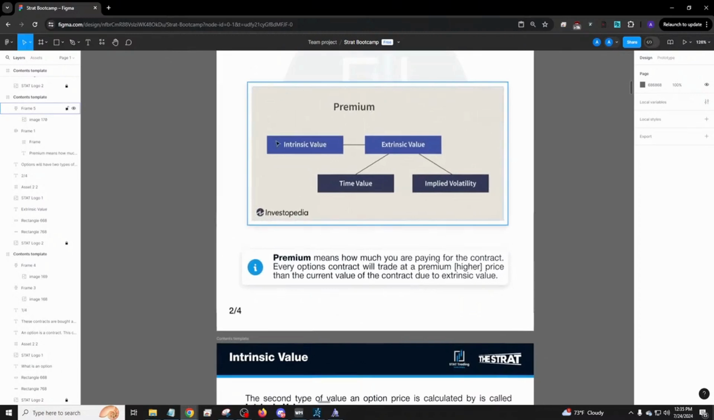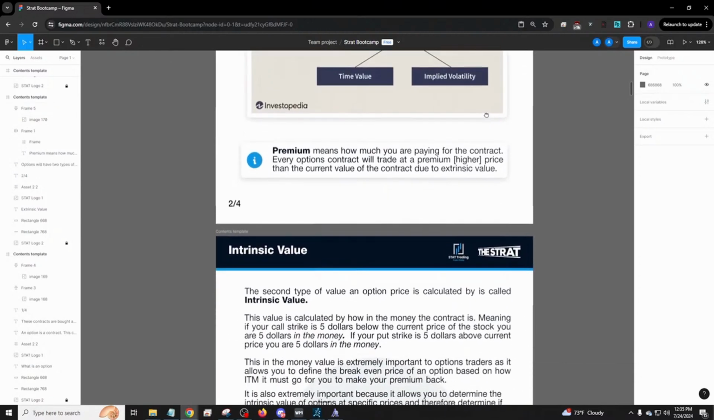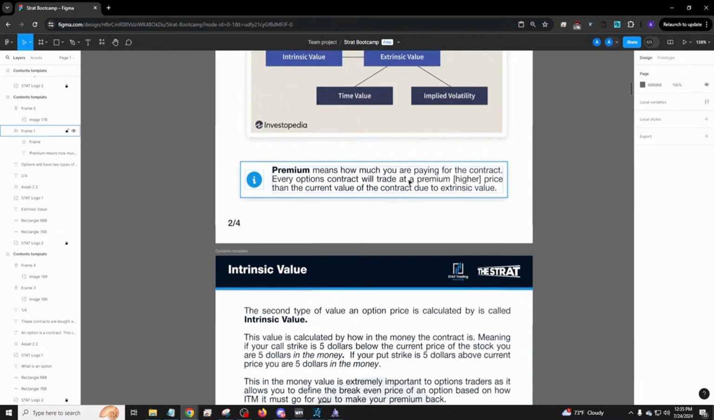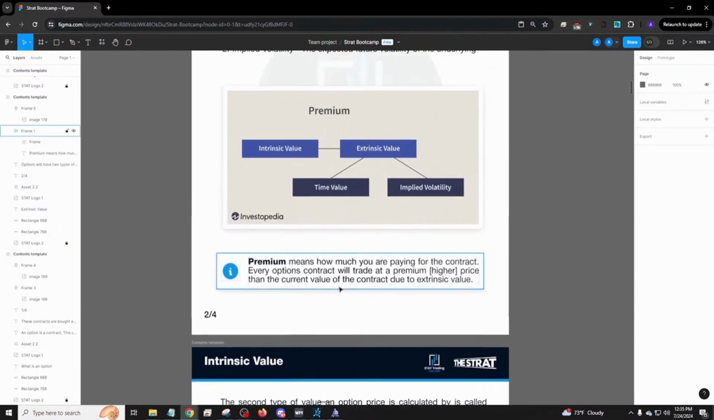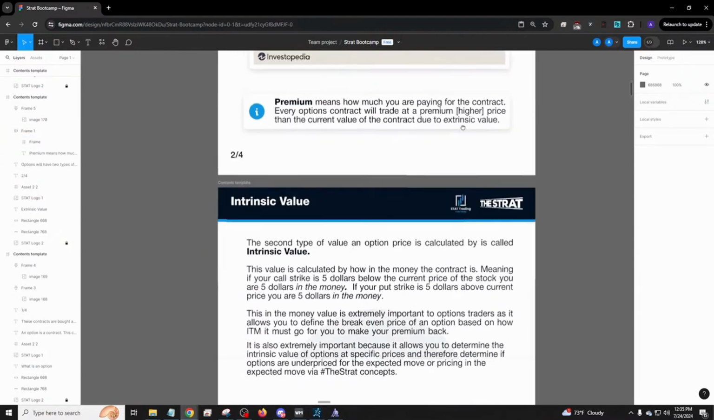So when we look at a premium, you're going to have an intrinsic and extrinsic value. The extrinsic value is going to be the theta, or the time value, plus implied volatility. And we already said this, but premium means how much you're paying for the contract. Every options contract will trade at a premium, or a higher price than the current value of the contract, due to how extrinsic value is calculated.